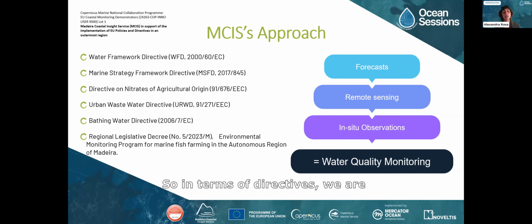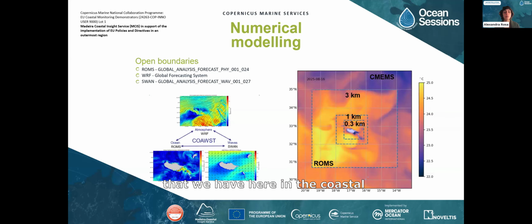So in terms of directives, we are considering 5 European directives: the Water Framework Directive, the Marine Strategy Framework Directive, the Nitrates from Agriculture Origin Directive, the Urban Wastewater Directive, and the Bathing Water Directive, and also a regional legislative decree related with aquaculture that we have here in the coastal area.